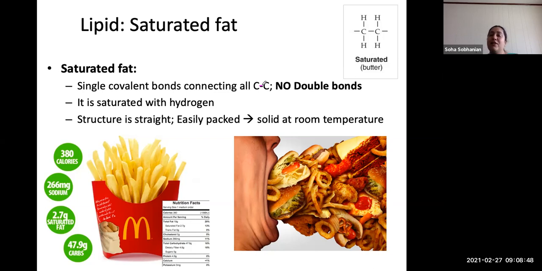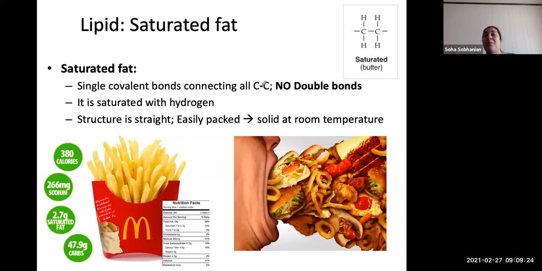So is this structure going to be straight? So again, reverse everything. The structure is not going to be straight. It's going to be bent. It's going to be crooked. So it's not going to be easily packed, which means it's going to be what? At room temperature. If it's not solid, it's what? Liquid, correct. So think about your typical oil coming from plants. They are liquid at room temperature, which means they are going to be the healthier alternatives compared to saturated fat.